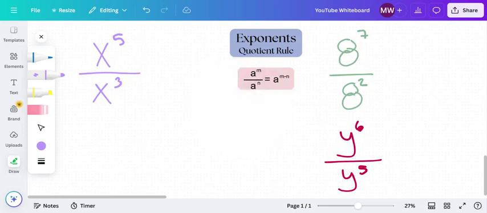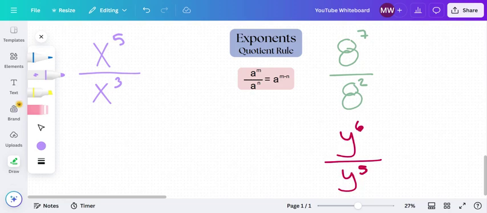In this video, we're going to review the quotient rule for exponents. Remember, quotient means the answer to a division problem. So this is our exponent rule when we are dealing with a division problem where the bases are the same. So if we look at our rule, a to the m over a to the n equals a to the m minus n. So what does that mean?